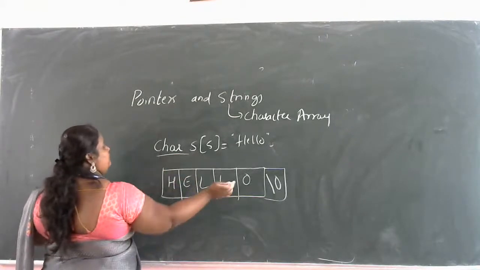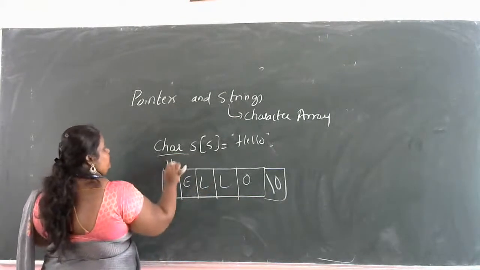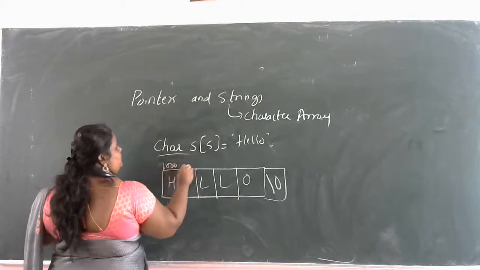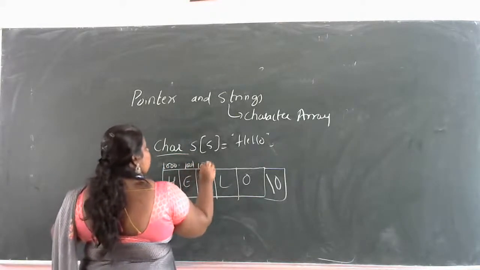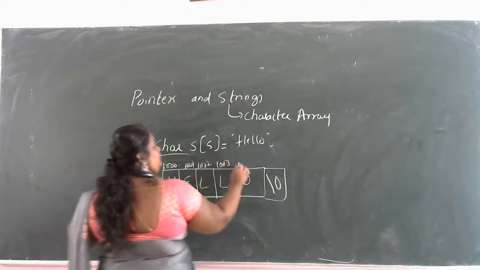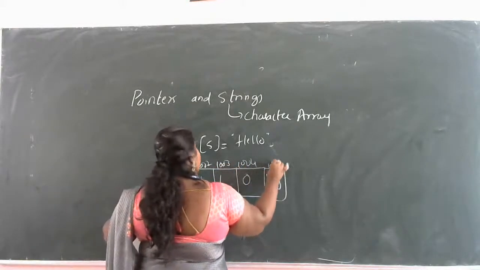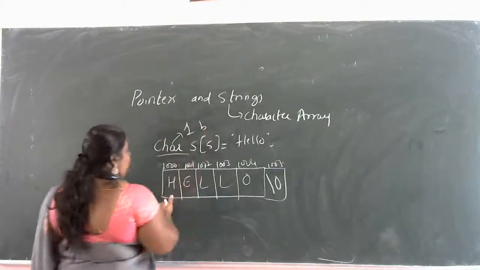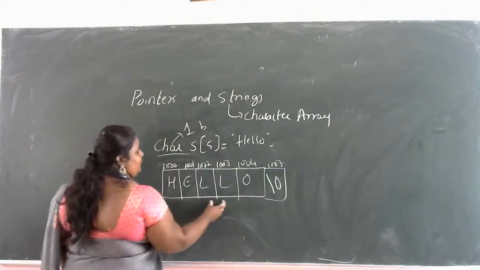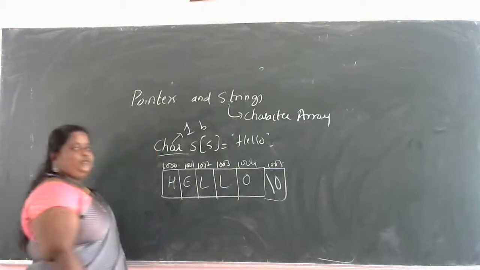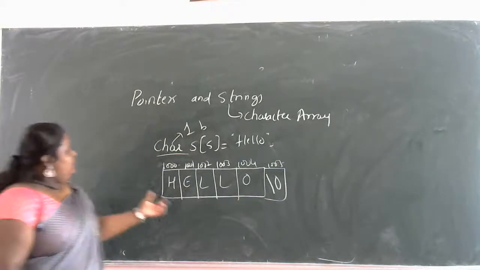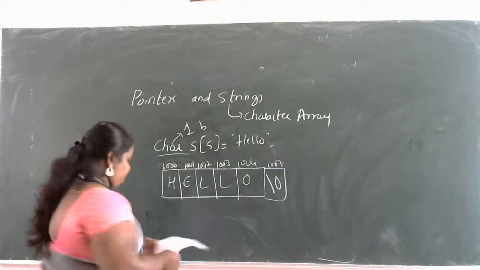How many bytes will be allocated? 1 byte. That is, the addresses will be 1000, 1001, 1002, 1003, 1004, 1005. Character size is 1 byte. 1 byte of memory will be allocated for each character.